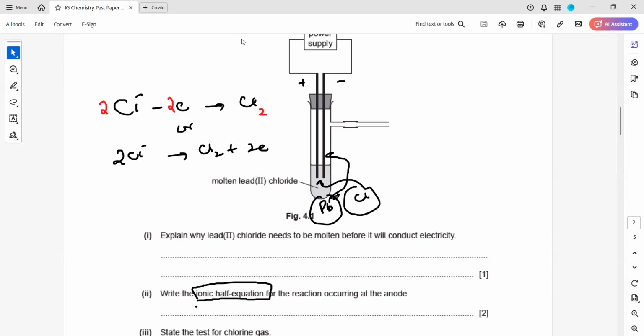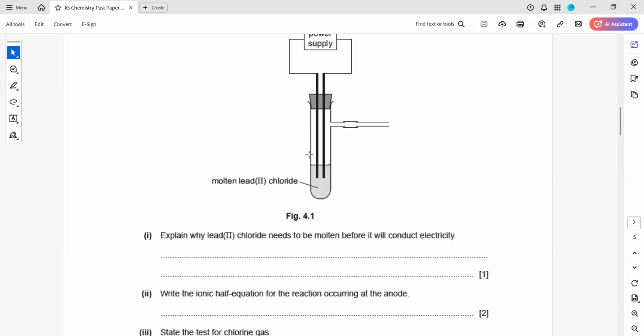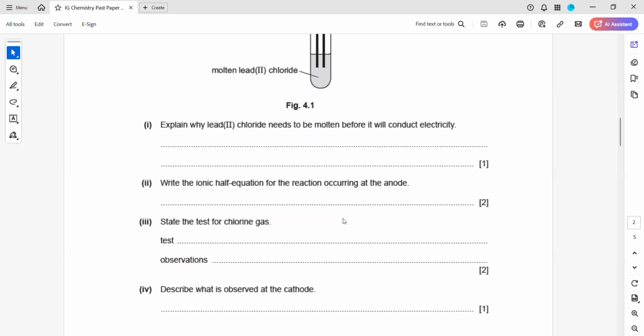Usually in the exam, if it's a loss of electrons, they write the electrons on the right-hand side. If it's a gain of electrons, they write the electrons on the left-hand side. So what is the mark distribution? Molten lead(II) chloride is PbCl2. One mark is for balancing, one mark is for the product.